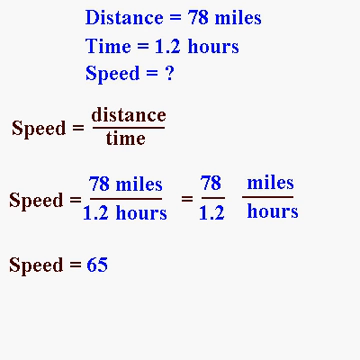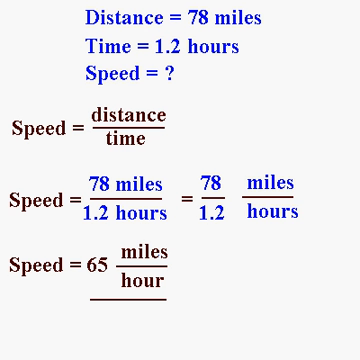Now remember, in science, a number doesn't mean very much without units. So what are the units with this 65? Well, that's easy. We figured that out above. The units are miles over hours. We usually call that miles per hour. So in the end, the speed is 65 miles per hour.